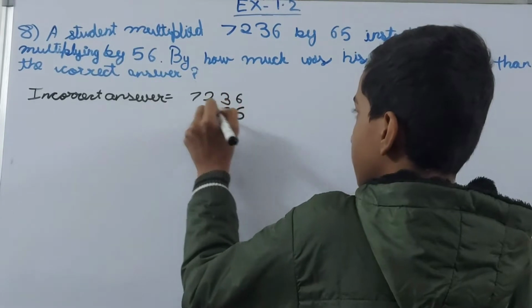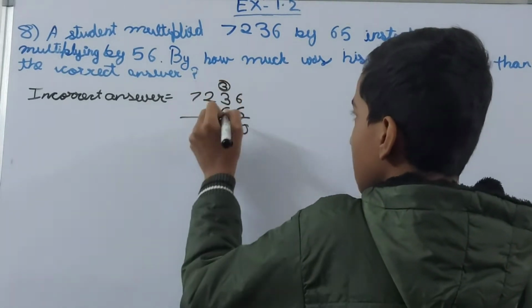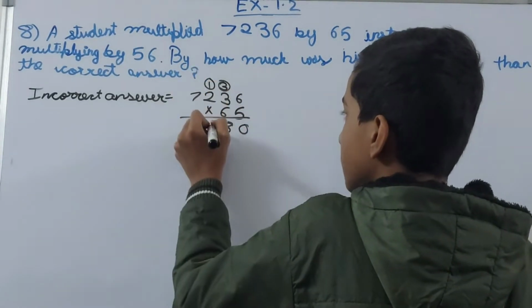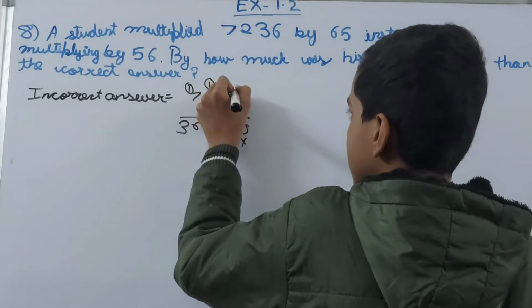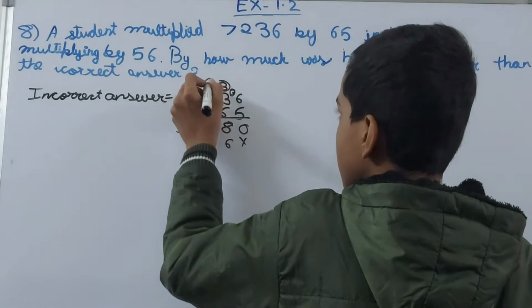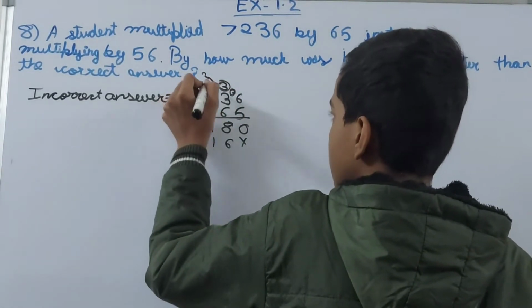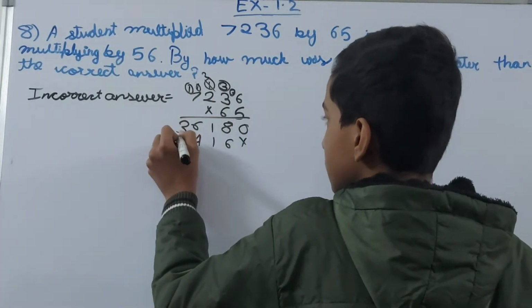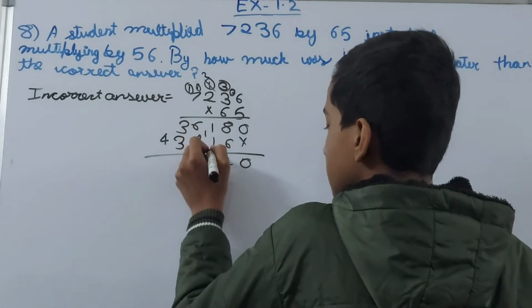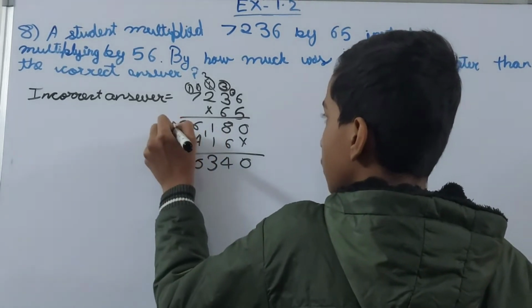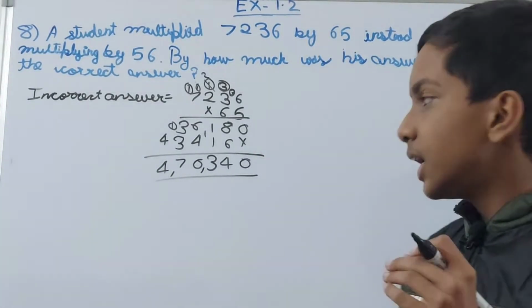7236 by 65. Okay, so we'll see 5 into 6, that is 30, so 0 and 3 carried over, 5 3s are 15, plus 3 is 18, and 1 carried, 5 2s are 10, plus 1 is 11, 1 carried, 7 5s are 35, plus 1 is 36, and then again 6 into 6 is 36, and 3 is carried over, so 6 3s are 18 and 3 is 21, 2 is carried over, so 6 into 2 is 12, plus 2 is 14, 4 and 1 is carried over, 6 into 7 is 42 and 1 is 43, so 3 and 4 over here. Okay, so now add them: 0, 8 and 6 is 14, 1 is carried over, so 1 plus 1, 2 plus 1, 3, 6 plus 4 is 10, 1 is carried over, 7, 3 plus 3, 6 plus 1, 7 and 4. So that is 470,340, which is our incorrect answer.